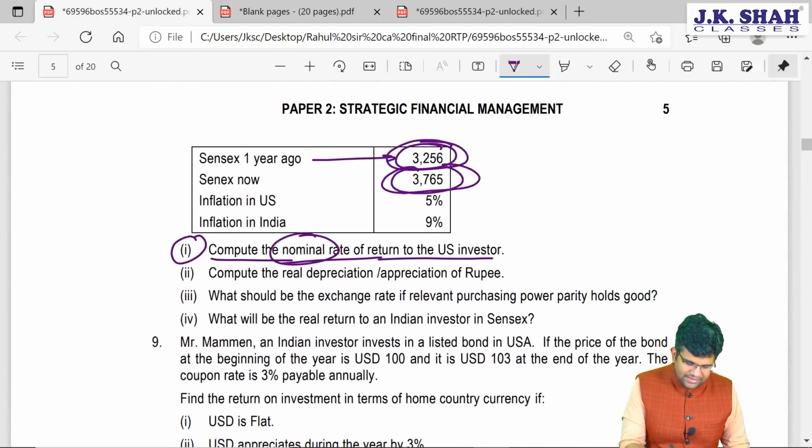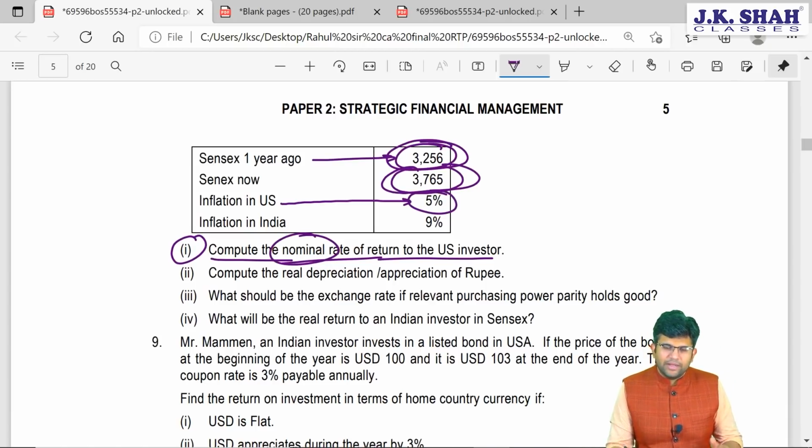Now the question arises, sir, what is the meaning of this word nominal? Nominal means, see, they are saying that inflation in US is 5%. So what is the International Fisher's theory saying? It says that whatever return you're earning from any investment is called nominal return. But if there is inflation also, that means your nominal return is not your real return.